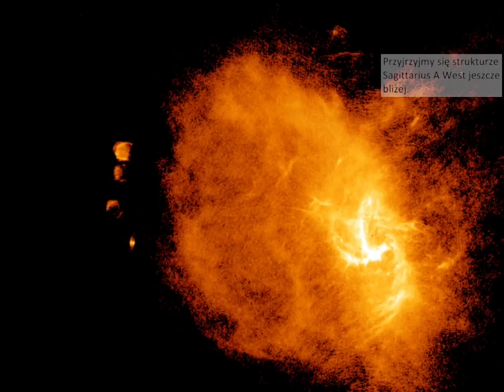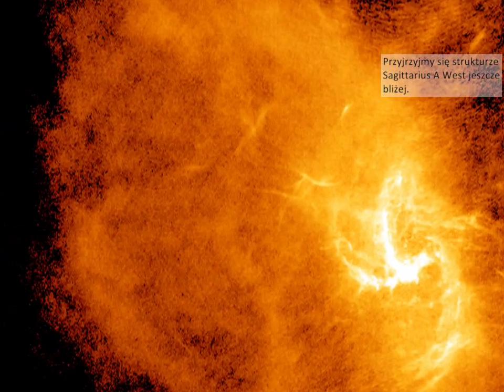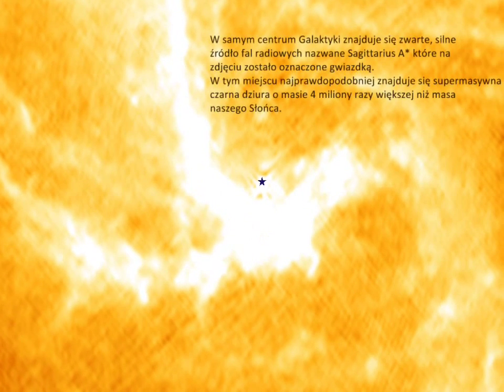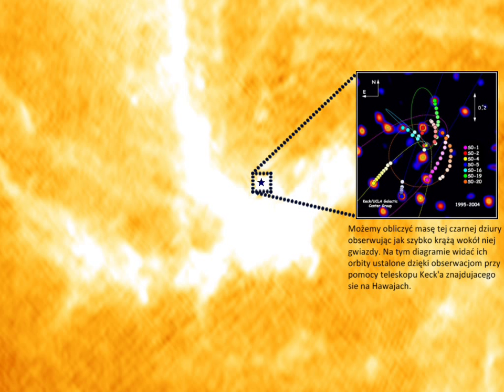Let's zoom in and look at Sagittarius A West in more detail. At the very center of the galaxy, there is a compact, bright radio source called Sagittarius A Star, indicated by the star. This source is likely the location of a supermassive black hole 4 million times the mass of our own Sun. We know the mass of the black hole because we can measure how fast stars orbit it. This diagram shows orbits determined from observations using the Keck telescope in Hawaii.